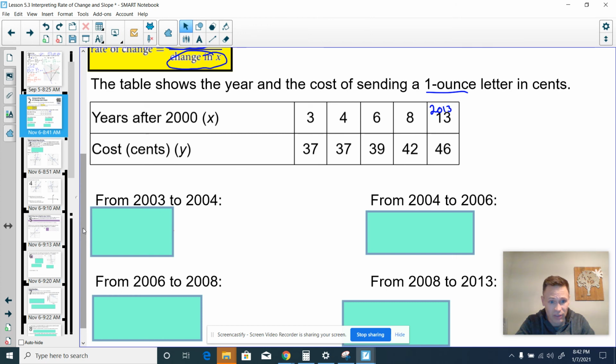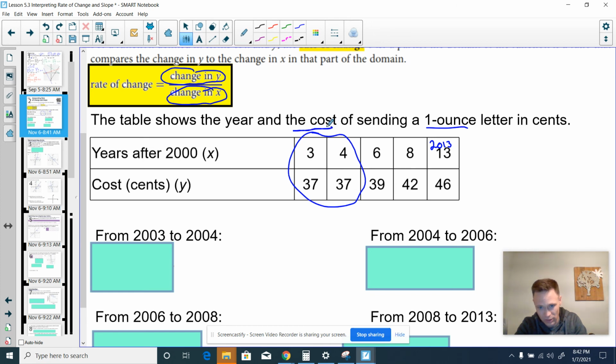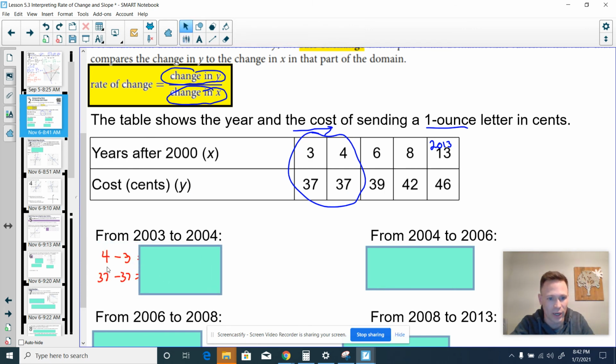So if my rate of change is the change in y in the numerator divided by the change in x as a ratio there, then if I'm going to go from 2003 to 2004, what I'm looking at is just this snapshot, right? So the change in x is 4 minus 3, because as we go this direction, as we increase in time, it only went up 1 year, right? And the change in y didn't change at all. So if I were to write that, it would be in the numerator, the change in y.